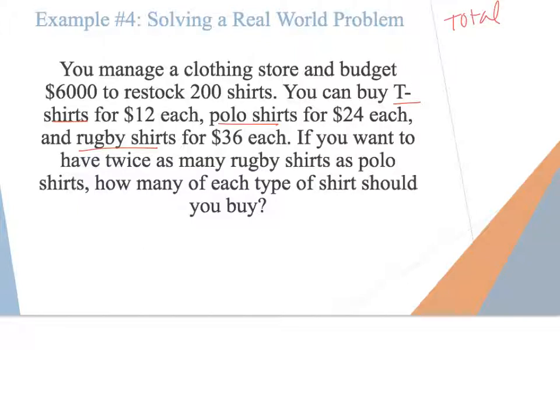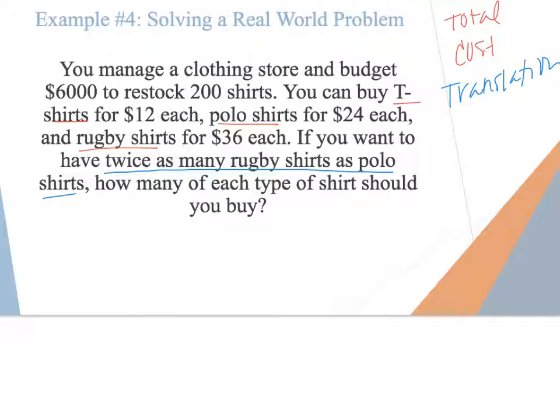And then we're going to have an equation based on the costs of our shirts, because we have a total cost. So that's total, and then there's cost. So that'll be the second equation. And then the third equation comes from the statement that says twice as many rugby shirts as polo shirts. So that will be our, I guess I can call that translation, because I need to translate that. All right, so let's practice writing them, and then we'll solve on the next screen.